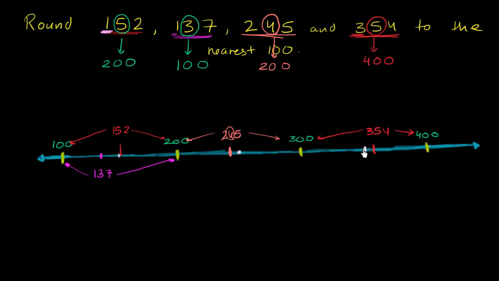The rule is really valuable if you're right at 350, right in between. Then you would need the rule to say, let's look at this 5 and round up. But 354 is also closer to 400 than it is to 300. It's 54 away from 300 and 46 away from 400. So it makes sense that we would round up to 400.